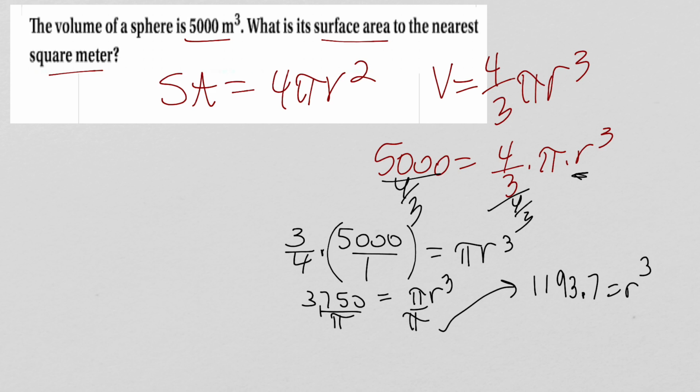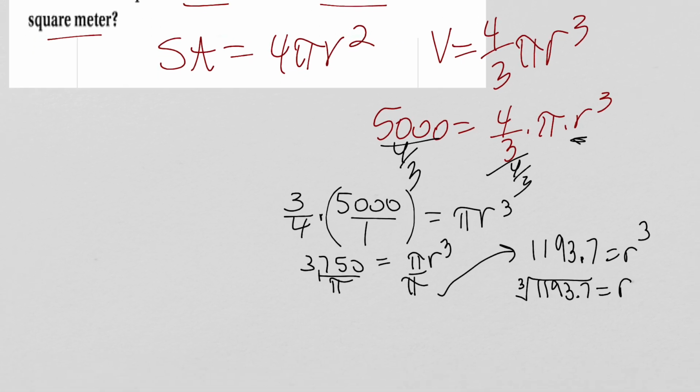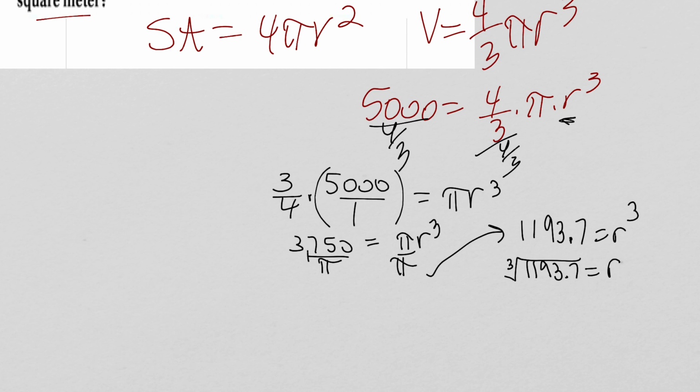Now, how do I get rid of something raised to the third power? When it was raised to the second power, I would do the square root. But since it's raised to the third power, I'm going to do something called the cube root. So that means what number multiplied by itself 3 times will give me that number underneath. There is a button on the calculator that you could use to get the cube root. If you have the TI calculator, it's under the math button, which is number 4. And it looks like this.